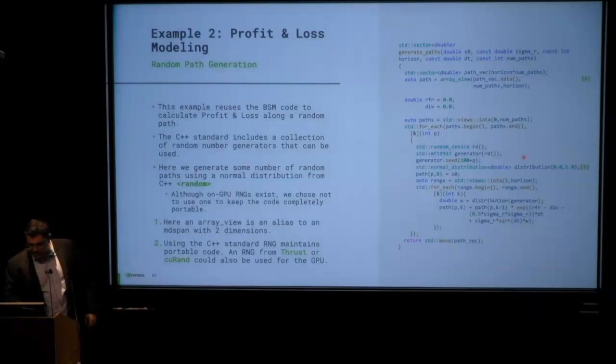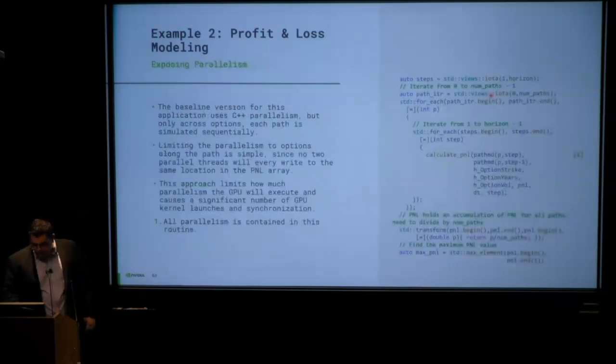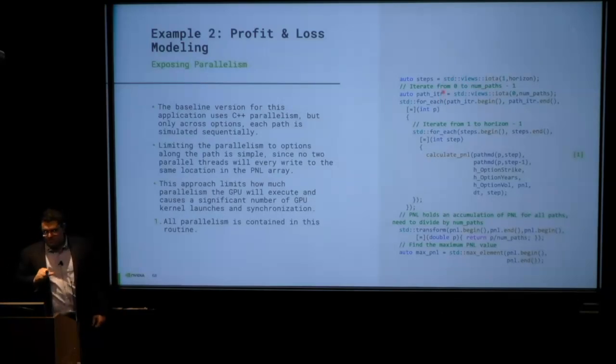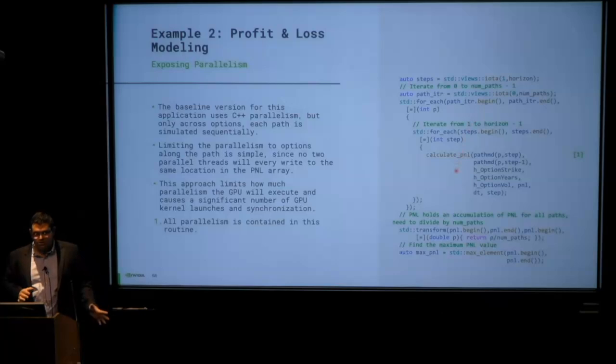This is just one way that we wanted to calculate a ton of paths to model these results. The baseline code here uses the same parallelism as the previous example one. Again, we're using for each here to parallelize over these options, also using iota. So we're using that same strategy that we were just describing.